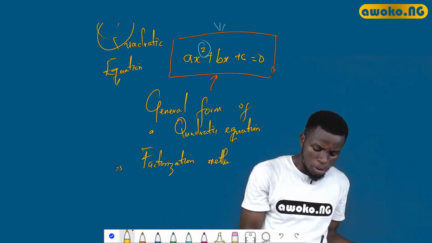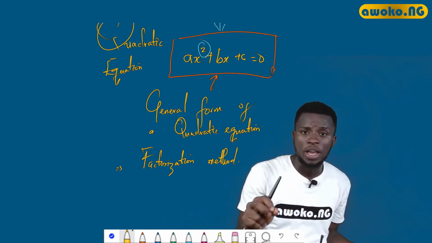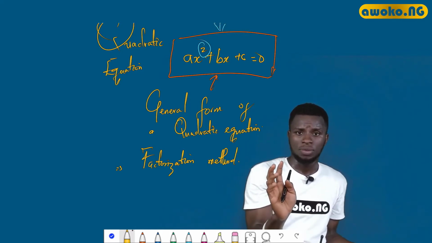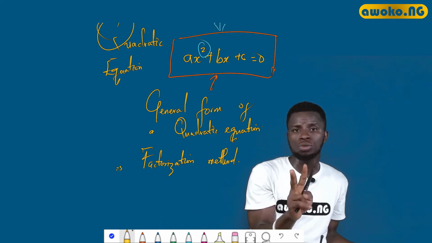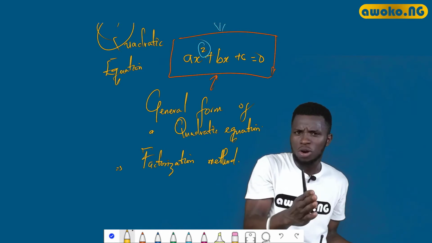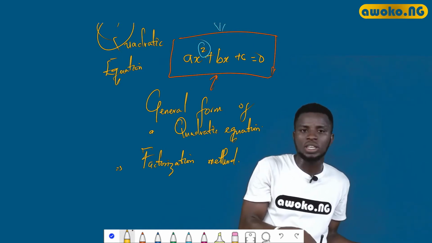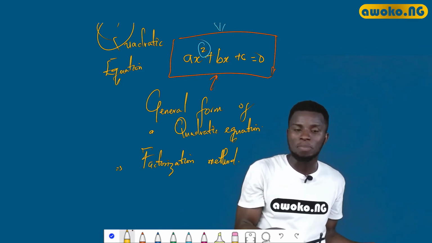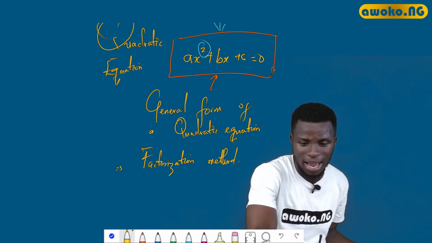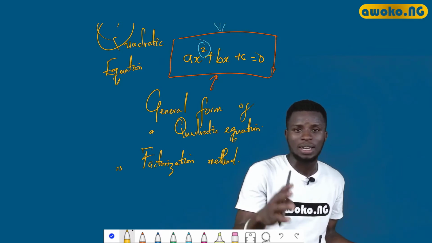From the word factorization, it simply means a way of looking for the factors of a particular equation. Very simple. Is that okay? And these factors are basically 2. These factors are also called the roots of the quadratic equation. Don't worry, we'll dissolve them one after the other for you to understand, okay? So the factorization method is the first and the basic method used to solve quadratic equations. I'm sure we are following with the class, alright?